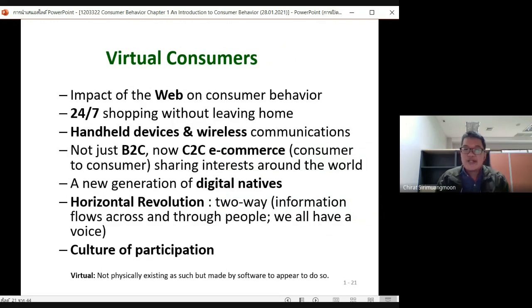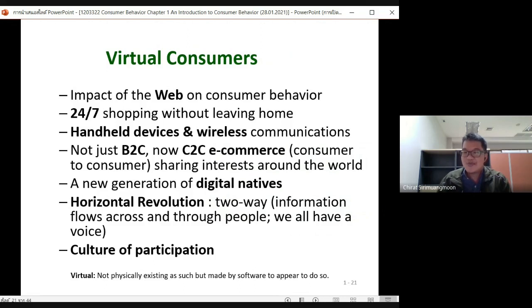Then we have the global consumer, global brand. We also have the things that developed from the past. Like we can have virtual consumers. Virtual consumer is not like the real consumers. Actually, you are the consumer, but you can purchase online. So this is the result of the development of the website or internet.